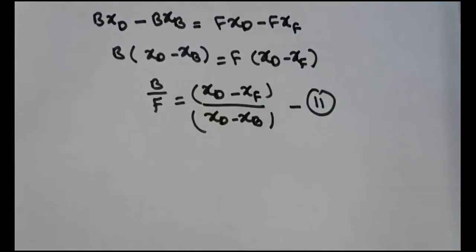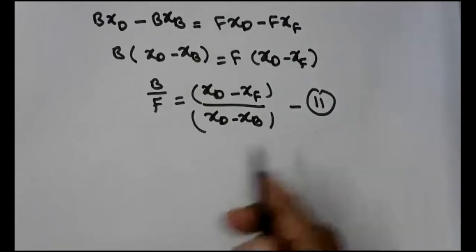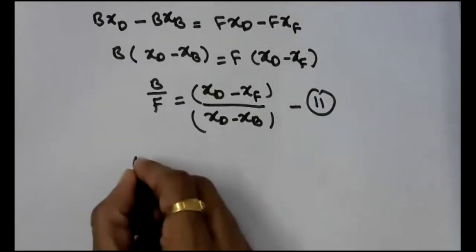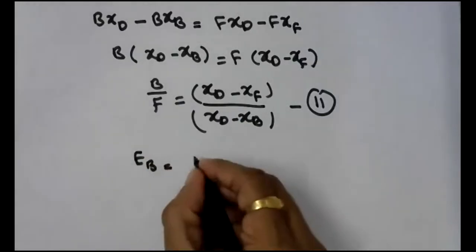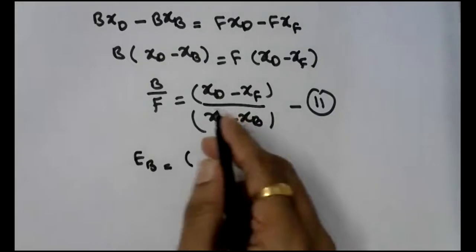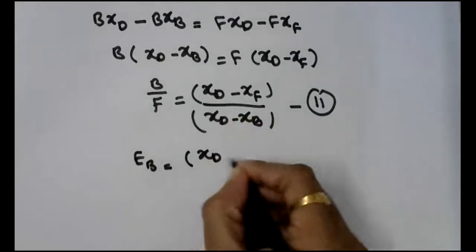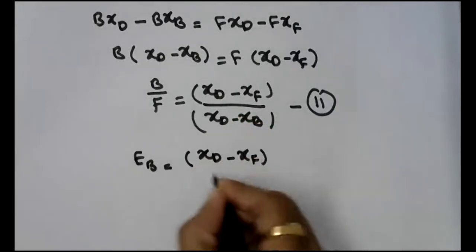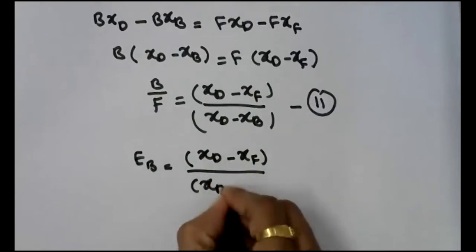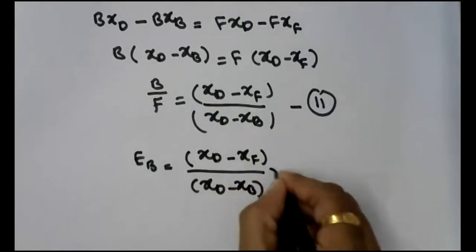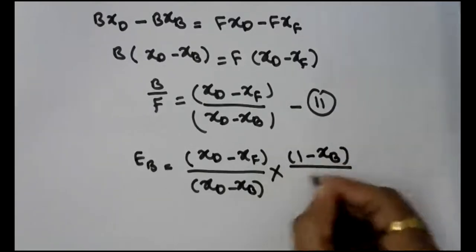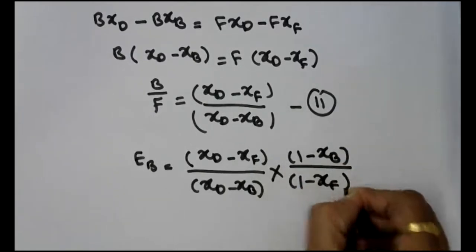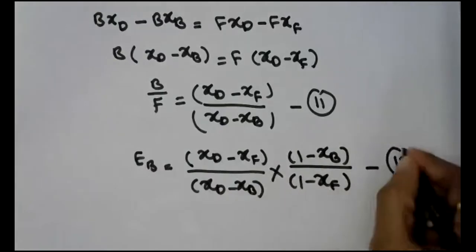But let us continue with this and substitute equation 11 in equation 10, and therefore we get EB is equal to, in place of B by F, now we are substituting XD minus XF divided by XD minus XB multiplied by 1 minus XB divided by 1 minus XF. This is equation number 12.